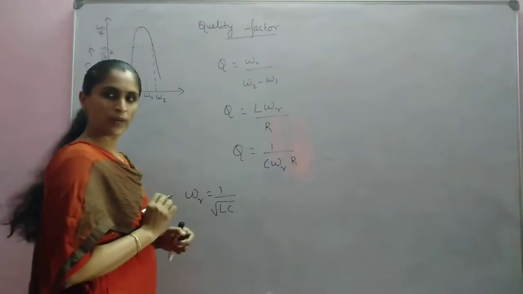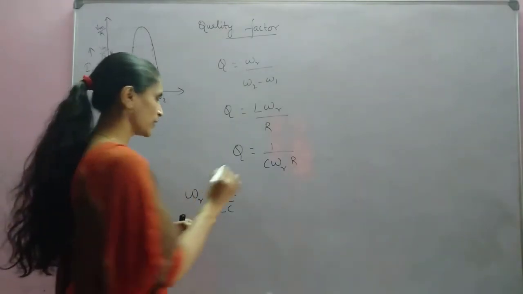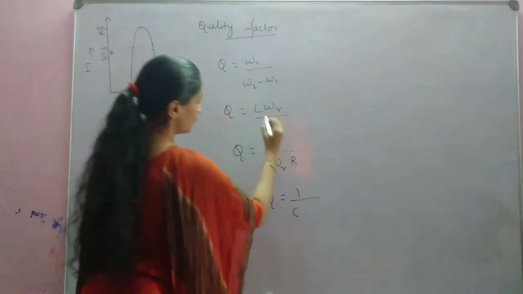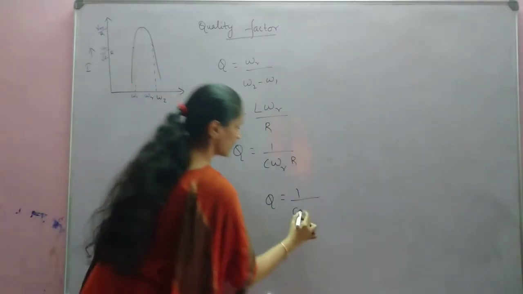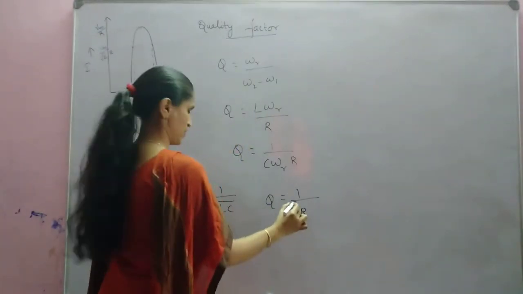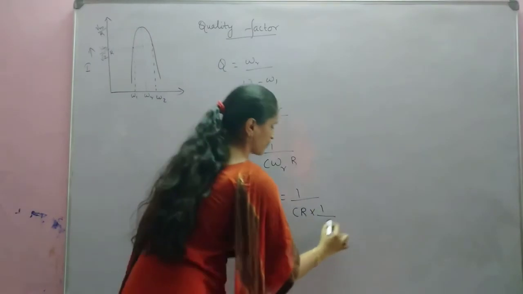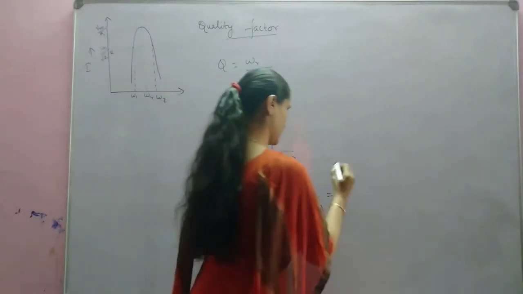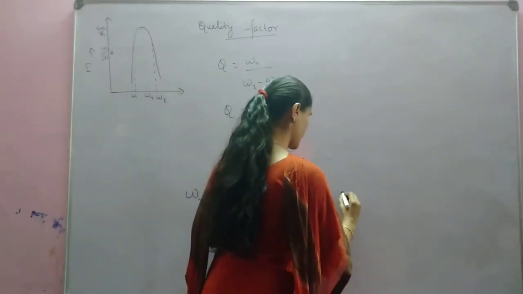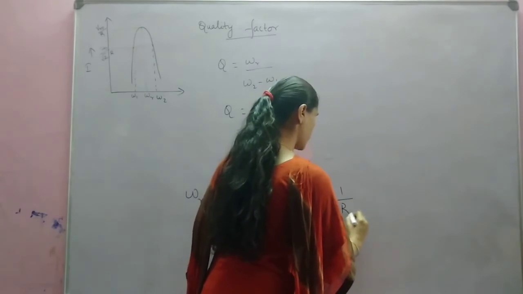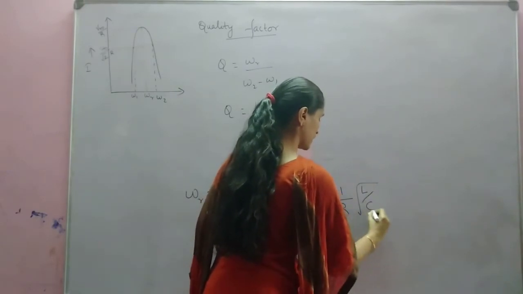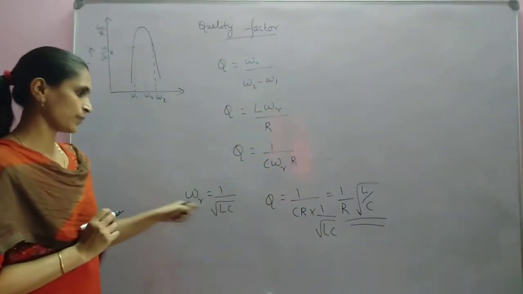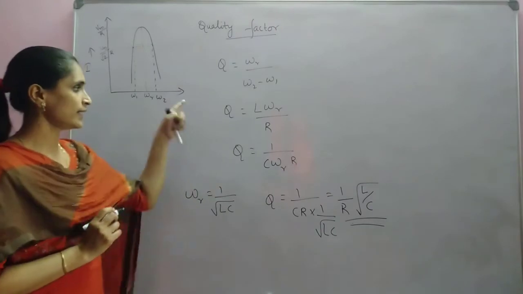Angular frequency is equal to 1 by root LC. So if you replace that, what will you get? You will get the quality factor as 1 by CR into 1 by root LC. What you will get? Root C will be cancelled, so you will get 1 by R into root of L by C. 1 by R into root of L by C you will get for the quality factor.